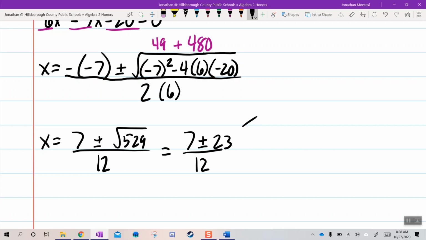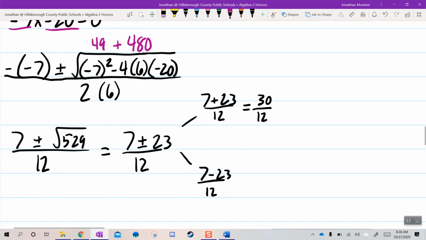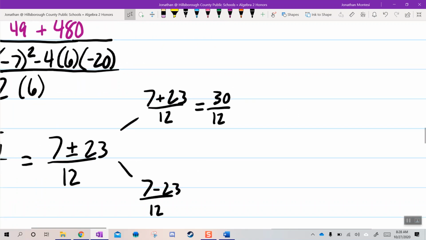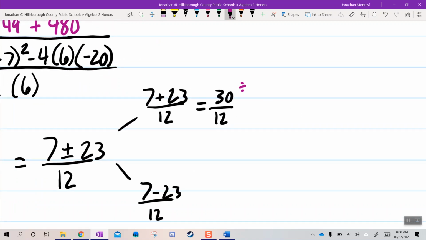Now here's how I write these. I got 7 plus 23 over 12, and I got 7 minus 23 over 12. So up here I have 30 over 12. That does not divide evenly, so I have to reduce it. You can reduce by 2 and then by 3. I prefer just reducing by the largest number that can divide into both. That's going to be 6. Don't let fractions freak you out. They're just two numbers on top of each other. So one of my values is 5/2.